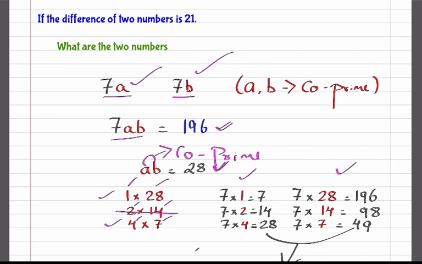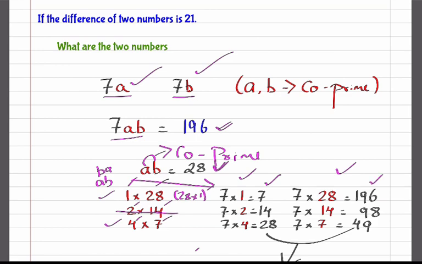7 into A. A could be 1, B could be 28. Okay. This AB is equal to BA because finally this is 7A and 7B. Both the numbers will be the same. So 1 into 28 is same as 28 into 1, right? So that is not a different case. So my one number would be 7 into 1, which is 7. Other number would be 7 into 28, which is 196.